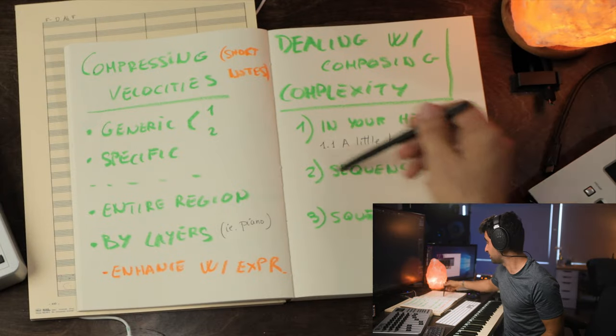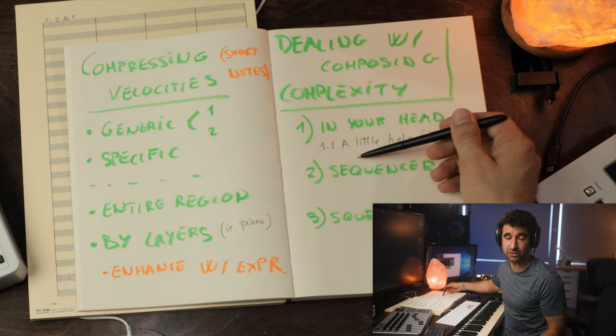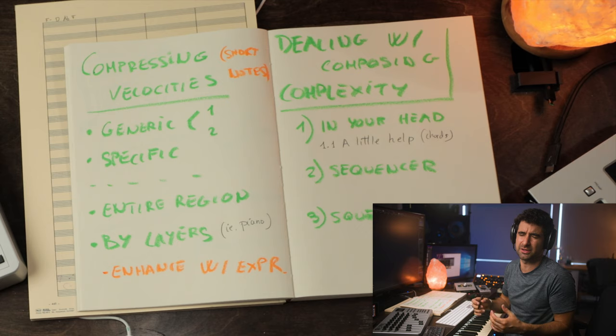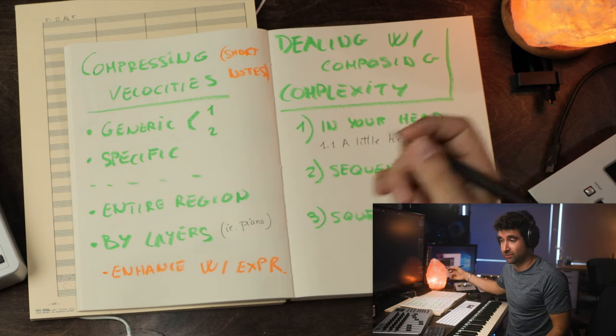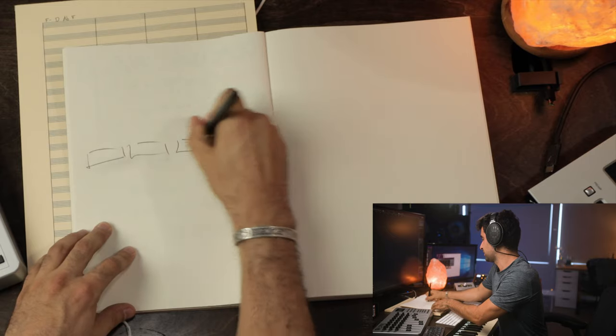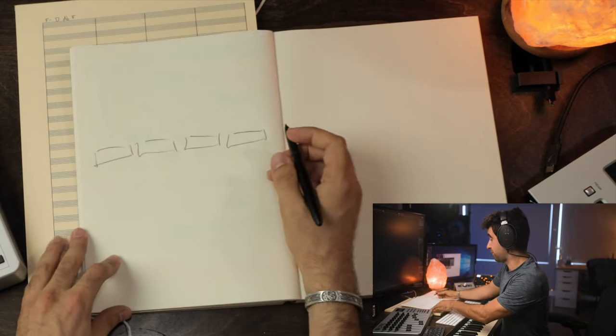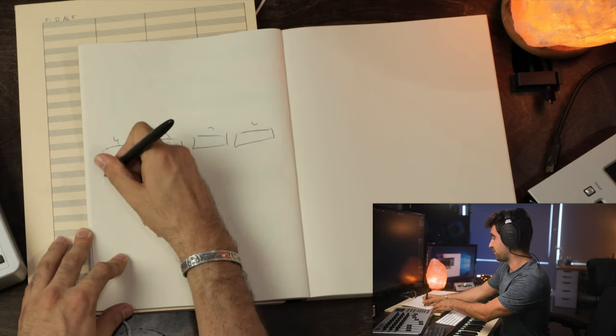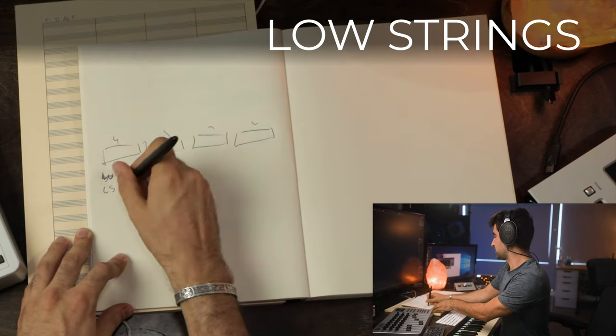Maybe to use the other way around, this level of complexity number one, where everything happens in your head and you're able to record everything, if it's like 1.1, there are still a few things where you're like, just write them down. So for example, if you've got this and you're like, okay, got this. If for you complexity means orchestration, you're going to have the low strings here the entire way.